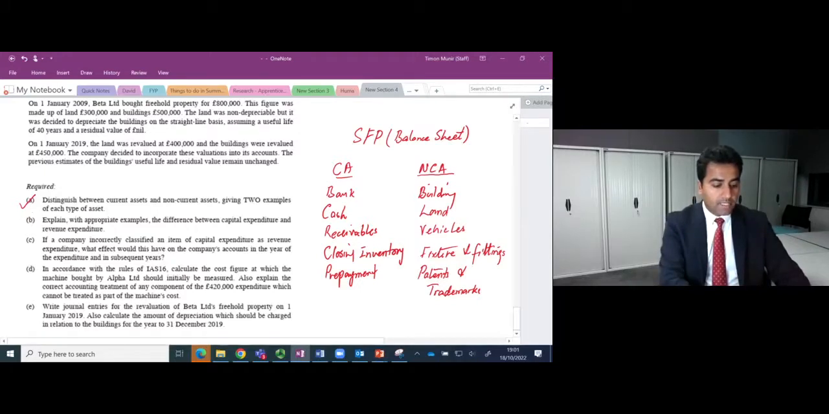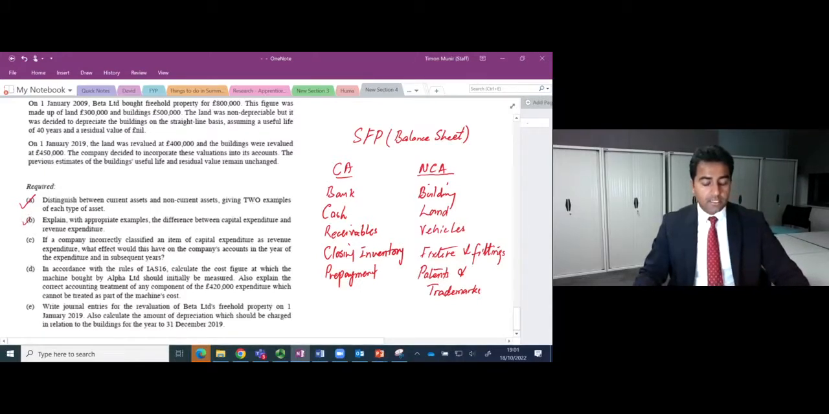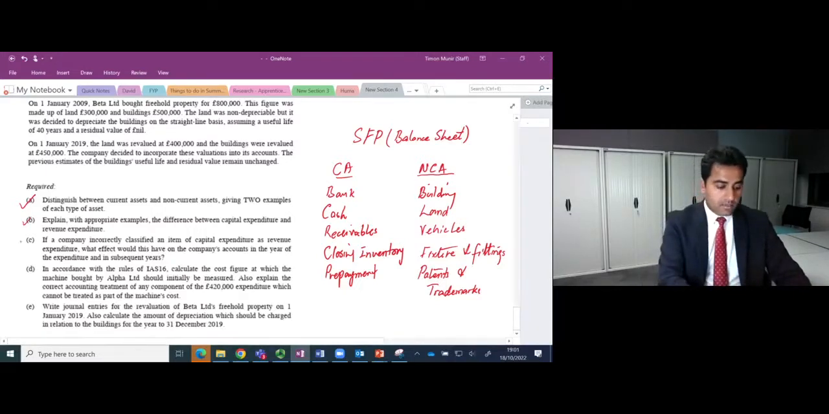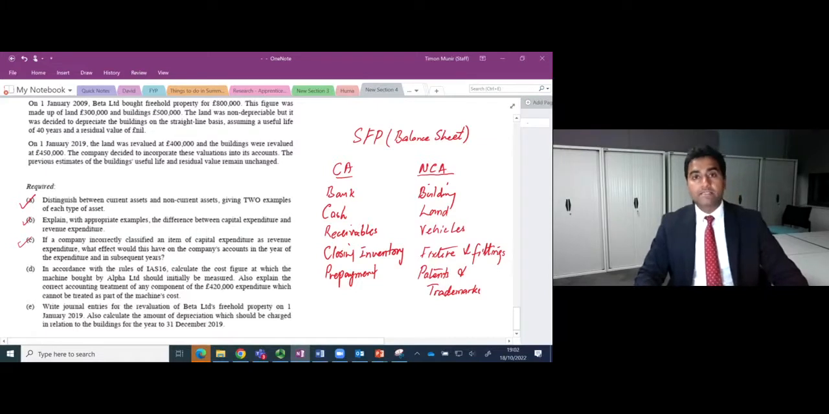Moving on to B, explain the capital and revenue expenditure. Now, I'm going to go through an example of capital and revenue expenditure, and in this example I'll explain what is the difference. So the basic understanding is capital expenditure is when we spend money on any asset, and that asset has been bought to generate income for the business or to enhance the income of the business.